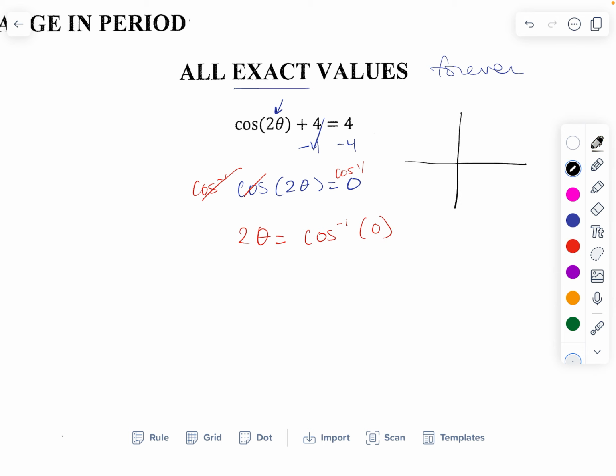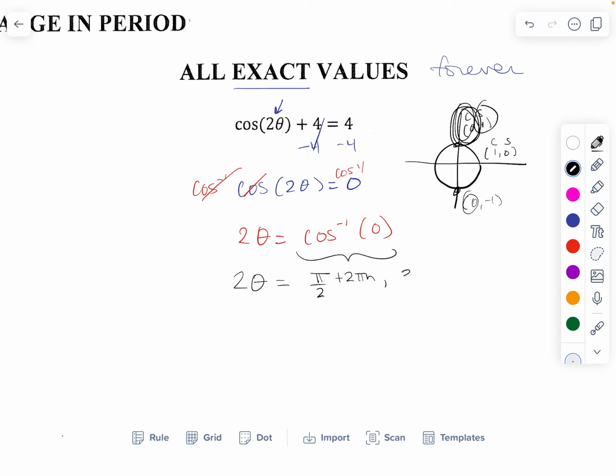So if we're looking at the inverse cosine of 0, hey, where does cosine equal 0? Well, I know this value is 1, 0 cosine sine. So this is 0, 1 cosine sine. That's here. We also know that cosine will equal 0 here. So we see it's happening forever, so that's going to be pi over 2 and 3 pi over 2. That's this location here, plus 2 pi n.